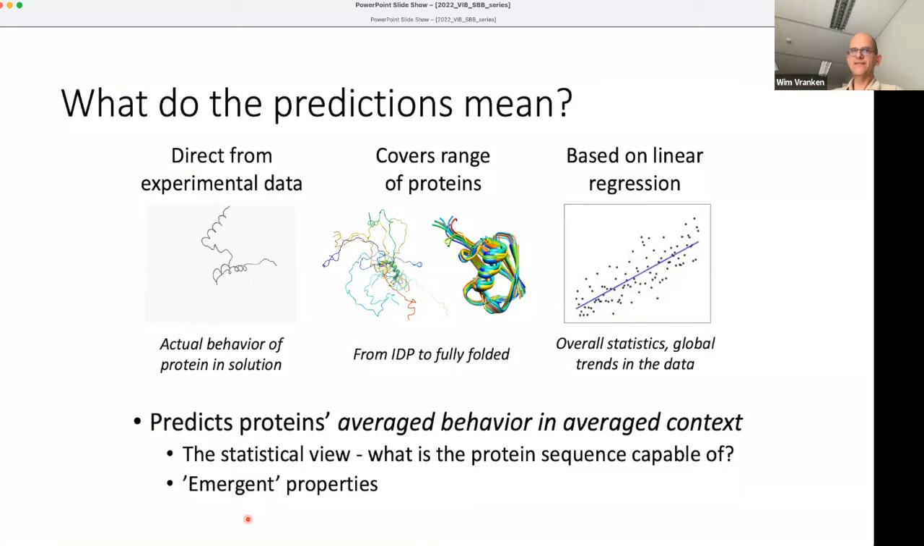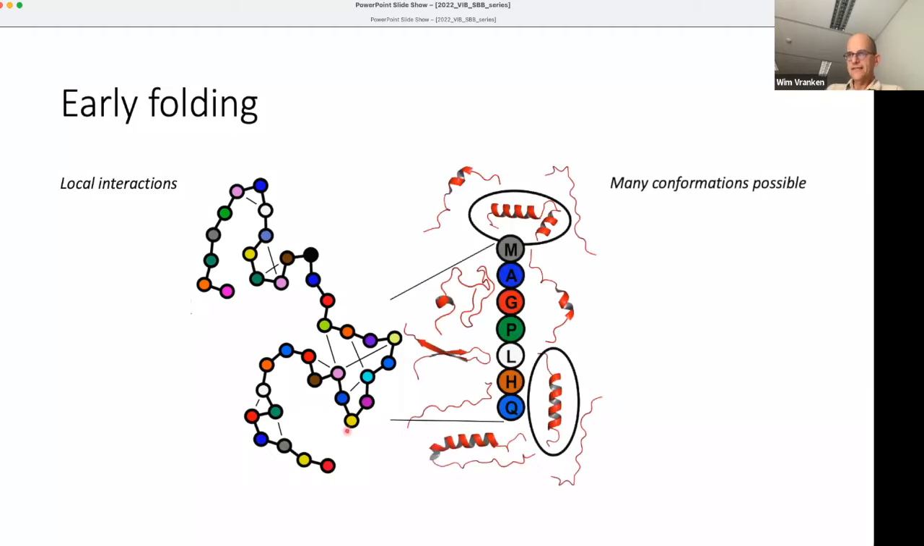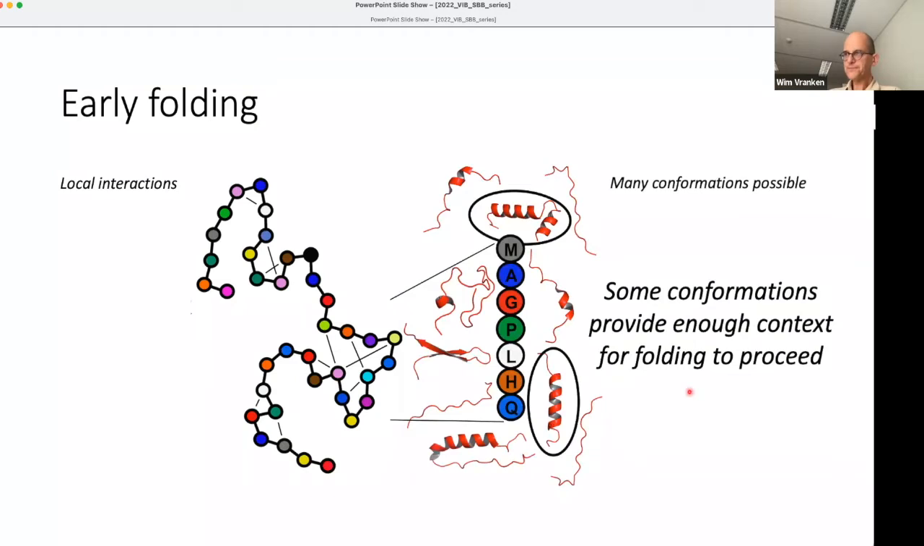So things that are inherent in the sequence, but that might or might not happen depending on the case. So to go back to the local interactions that I was talking about, one place where local interactions are all determining is in early folding, because if you have a protein that is completely unfolded, it's only going to be the local interactions that are there in the beginning, because there is no context, there is no fold of your protein yet. So essentially in early folding, you form these local contacts between residues close to each other in the sequence that form local structural elements, which then help the rest of the protein fold. That's the idea. Some of these conformations provide enough context for folding to proceed.